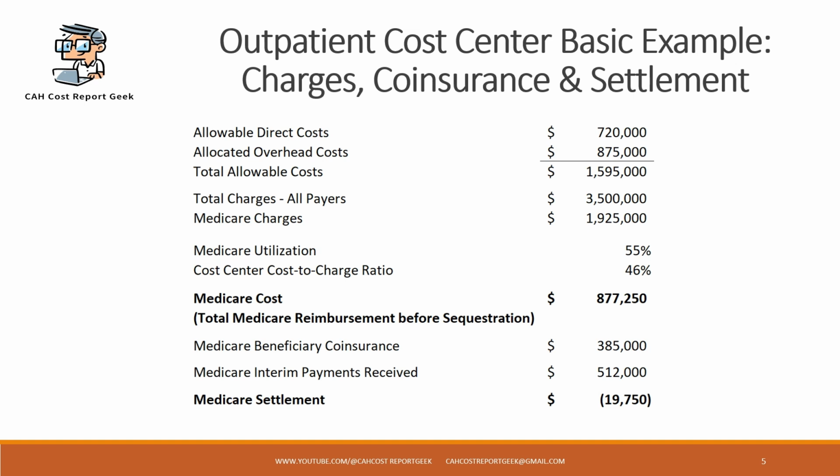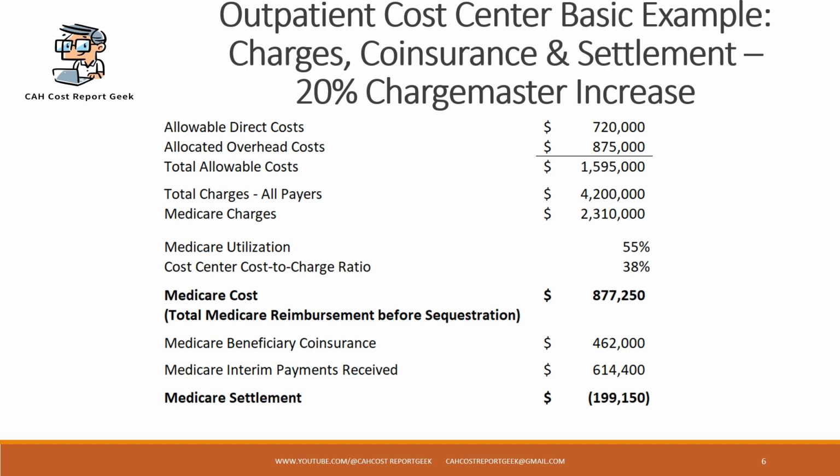The sum of the coinsurance obligation and the interim payments received in this scenario exceed the Medicare cost, resulting in a payable to Medicare caused by this cost center. The interim payments received from Medicare would be Medicare charges multiplied by the Part B interim rate percentage less the coinsurance obligation. Given equal charges, a higher interim rate results in higher interim payments, while a lower interim rate results in lower interim payments. This is why it's so important for a hospital to know and understand its current payment rates.